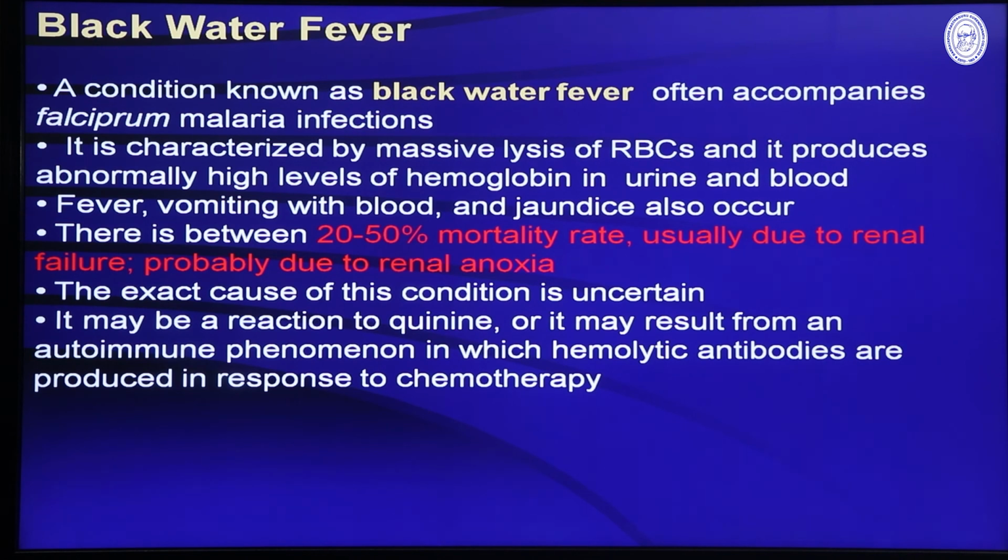In other cases, it is also called black water fever, because the malaria parasite is found in cases where the water is toxic and turns black. Previously, in Egyptian culture also, we have seen this black water fever. In case of falciparum infection, fever, vomiting with blood, and jaundice may also occur. Hemoglobin level certainly comes down, and the mortality rate is very high, 20 to 50%. That is usually due to renal failure and renal anoxia. The exact cause of this condition is uncertain till now. It may be a reaction to quinine, or it may be an autoimmune phenomenon in which hemolytic antibodies are produced in response to the chemotherapy.